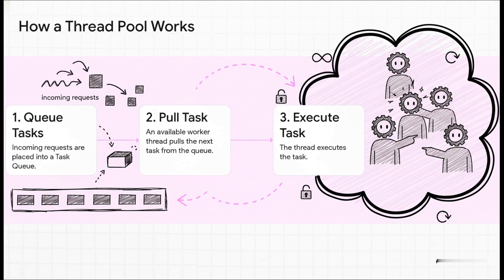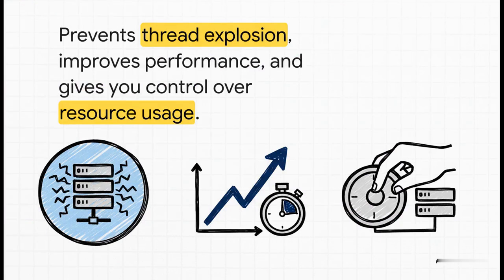This completely avoids that super expensive cycle of creating and destroying threads. So what's the big takeaway here? Using a thread pool prevents that dreaded thread explosion, which gives you a massive boost in performance and stability. It gives you, the developer, direct control over your resource usage. You're basically putting a hard ceiling on how many things can happen at once, which is a game changer for reliability.